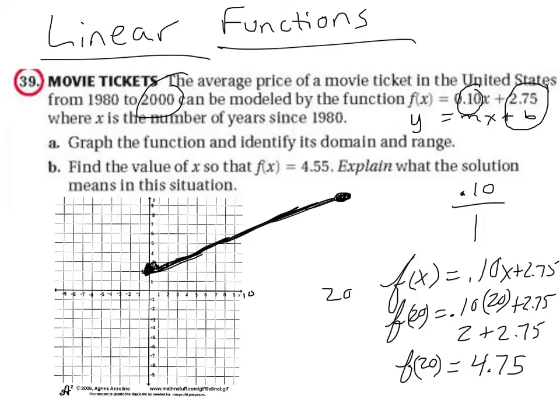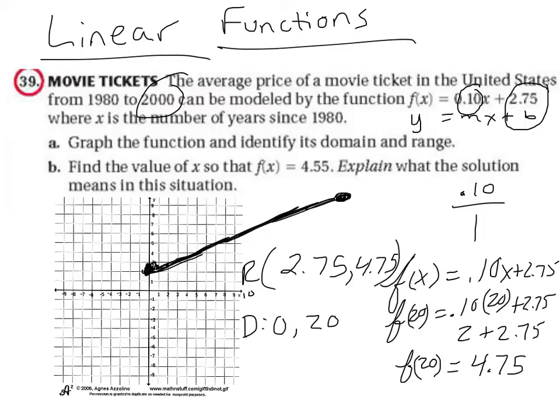So your range would be your lowest y value, or price of the movie, which in this case happens to be $2.75. And your highest value within this range is $4.75. Cool beans. So that's the range, and the domain would be from 0 all the way to 20, because we're just looking in the year range of 1980 to 2000.